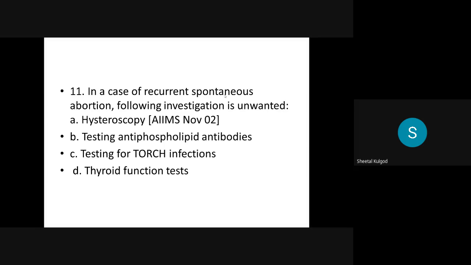So read the question carefully. It's unwanted. Whereas we want to do hysteroscopy, we want to do antiphospholipid antibodies because of recurrent abortions. Understood? So the confusion could be between Torch and thyroid, but we all know that infections do not cause recurrent abortions. Thyroid, if it is untreated, it might cause. So that's why the answer for this question would be C, Torch infection. Clear? Yes, ma'am.